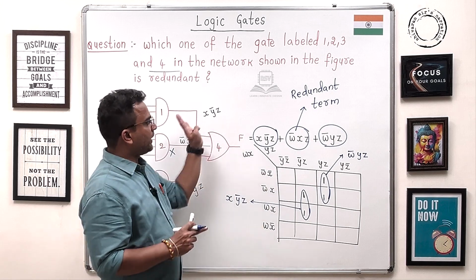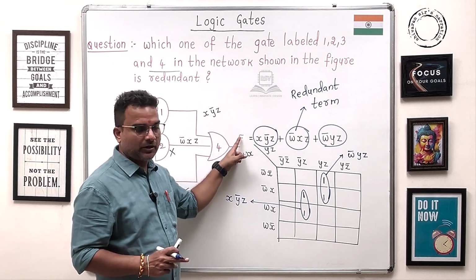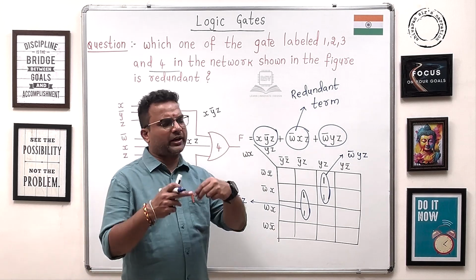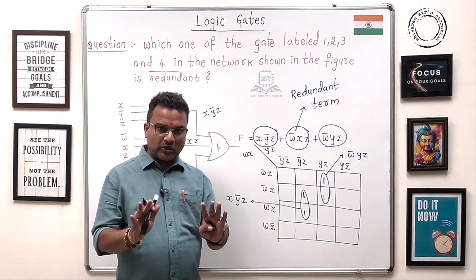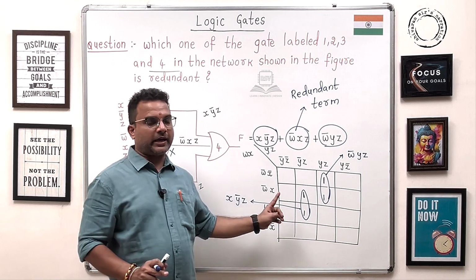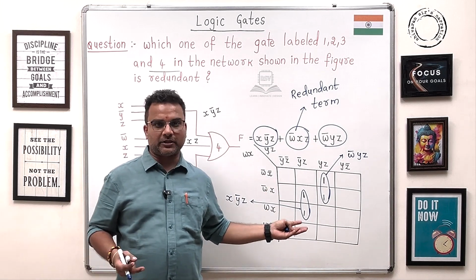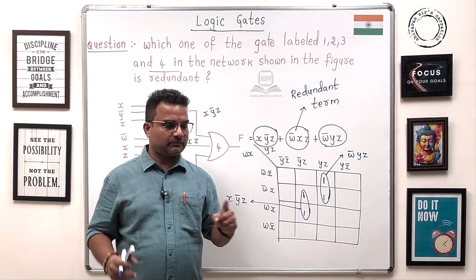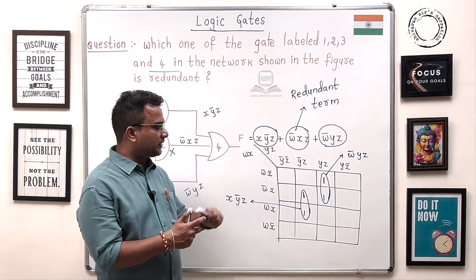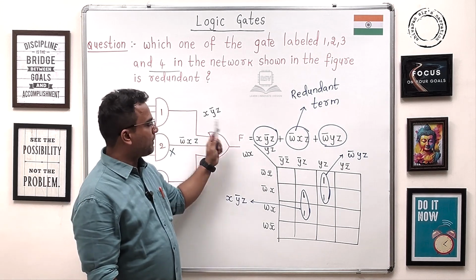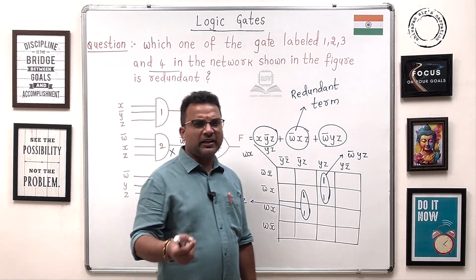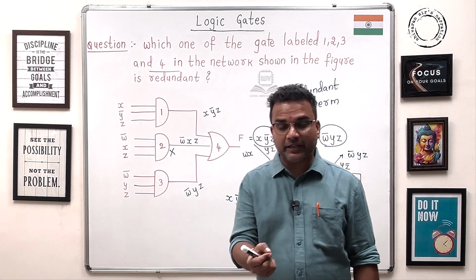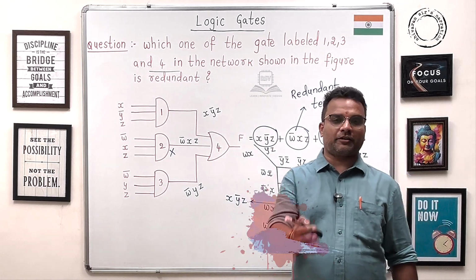Remember, once you get the finalized expression, you just simplify. Either you go for Boolean algebra or K-map, it's up to you. Mostly it's better to go with K-map. It's a graphical representation, no need to put in more effort. Remember guys, once you get the simplified expression, you compare it with the original initial expression so that we can easily identify which gate is redundant, which gate is not required.